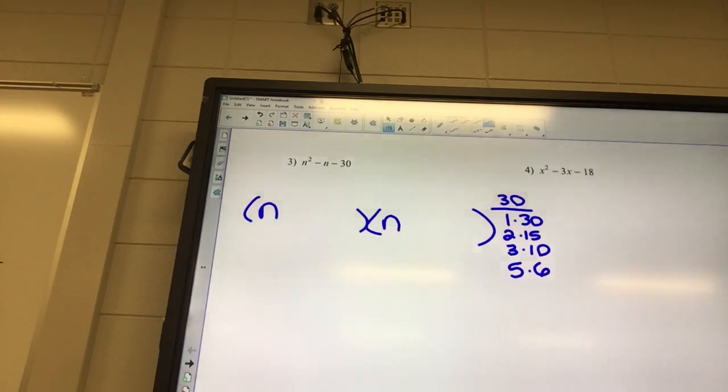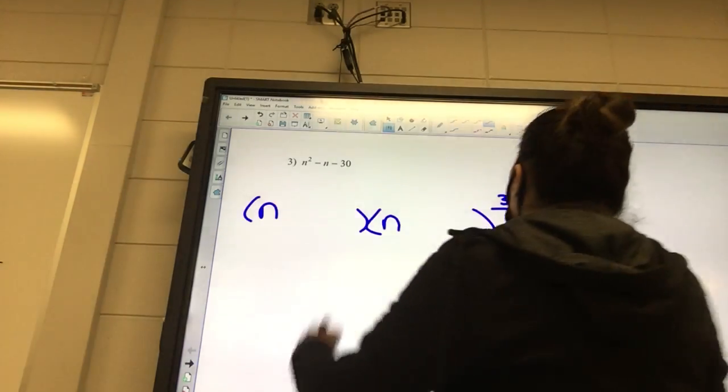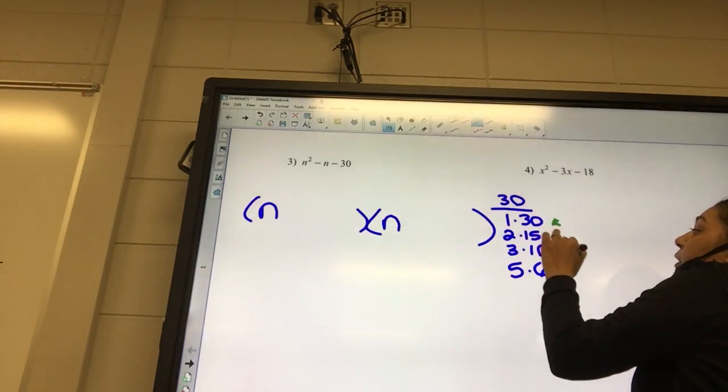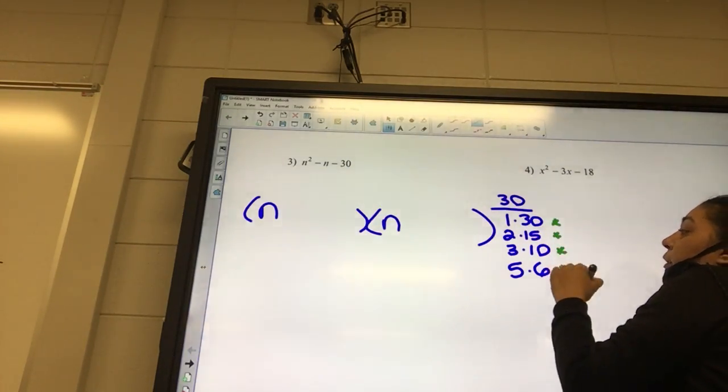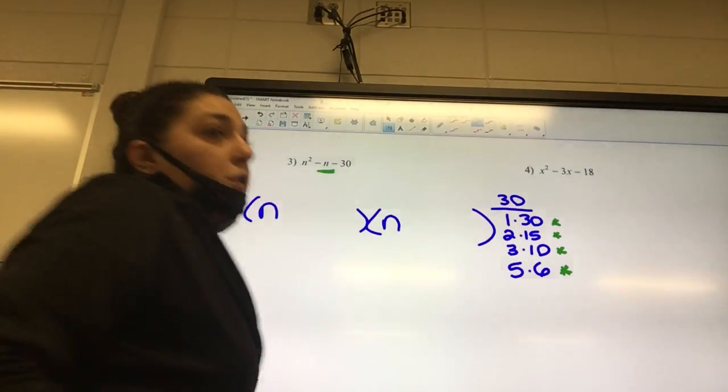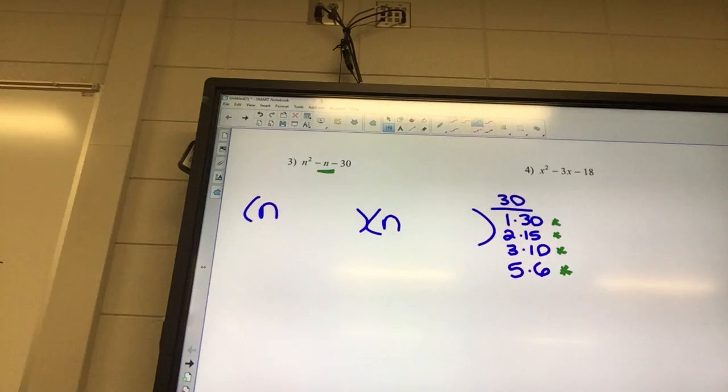Okay, so of these numbers, these groups, we need one group. So you have one group right here, another group right here, another group right here, another group right here. Okay, we need it to add or subtract to give us B, which is a -1. So what could we use? We need 2 numbers that are going to add or subtract to give us a -1.